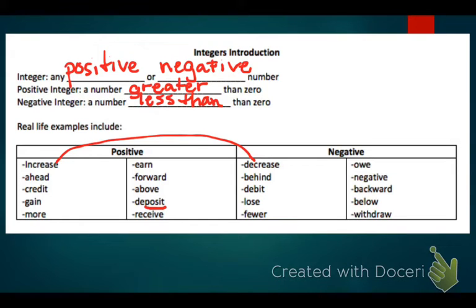Instead of earning money, you might have to owe money. This is a little backwards here. Forward and backward. Above and below. Deposit, withdrawal. And receive could be owe, or it could be a loss. You can go ahead and add that. It's very similar to losing and loss. All right, pause the video if you need to write those words down, and if not, then let's keep moving.